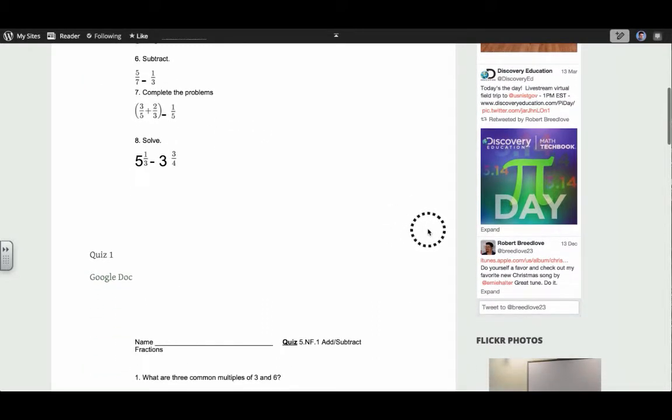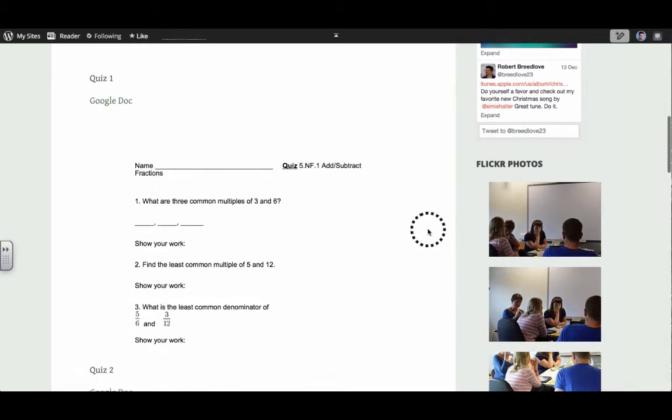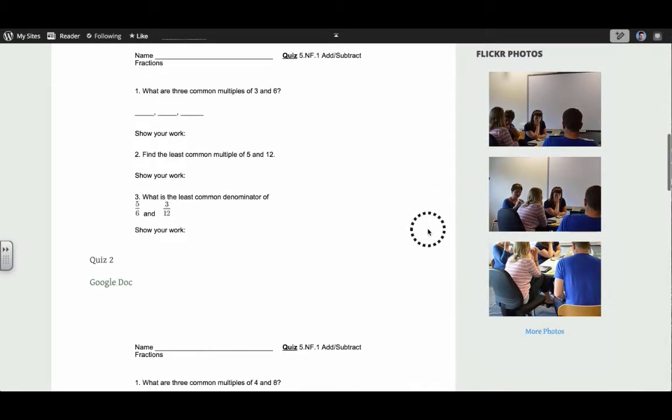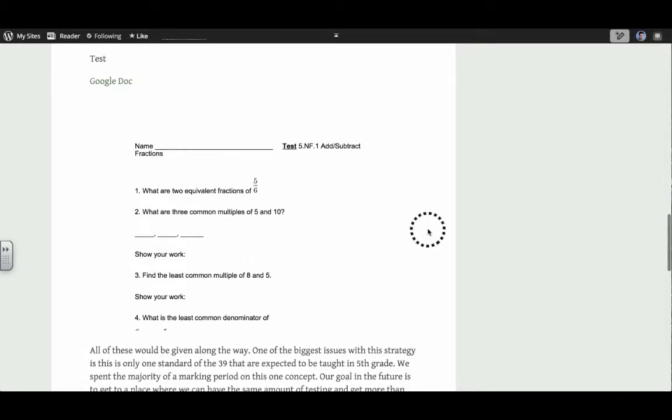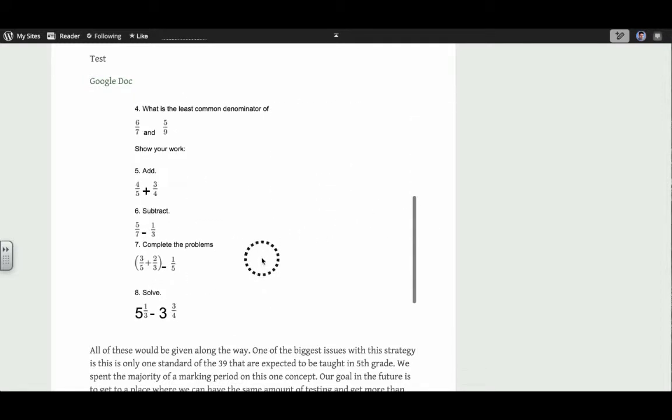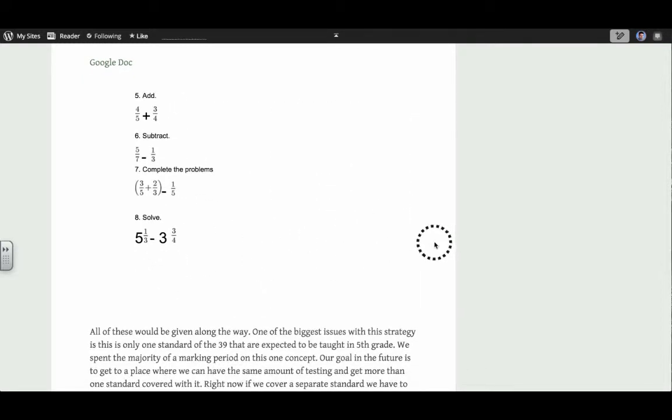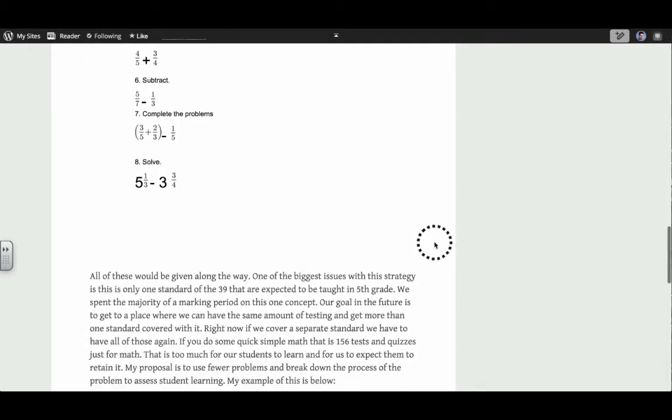So we would give our pretest, and then we'd give one quiz. Here's an example of that. Second quiz, and then we give our test. Sometimes we do give additional quizzes depending on where the students are at. The test is always the same thing as the pretest, but as you can see, with just one standard, and we're teaching several standards throughout the school year, then these tests and quizzes add up very quickly.